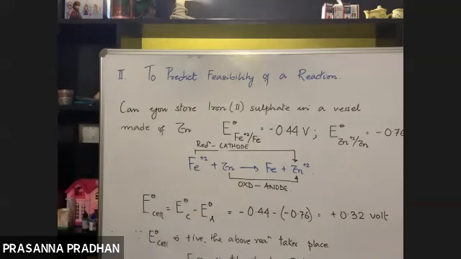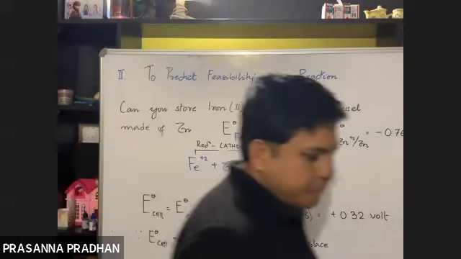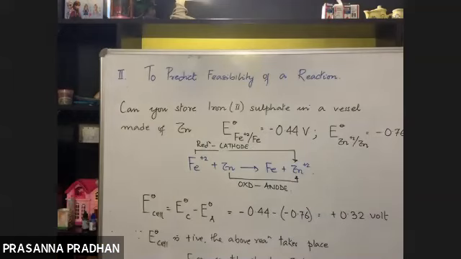So you can easily predict the feasibility of a reaction. You can easily predict whether a reaction occurs or not just by calculating the standard cell potential. If the cell potential is positive, the reaction takes place, so you cannot store. If the cell potential is negative, the reaction does not take place, so you can easily store. So it's quite a simple thing.